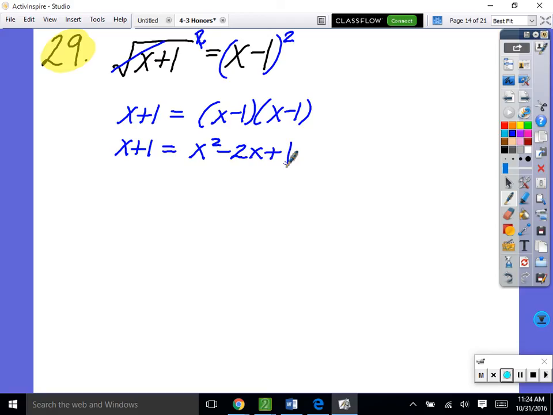Using algebra, though, from this point, so I'm going to subtract x and at the same time subtract 1. Won't that make this side 0? So subtract x, subtract 1. So over here on this side, that's 0 is equal to, we have x squared, combined like terms, minus 3x, and then those happen to be 0, correct?